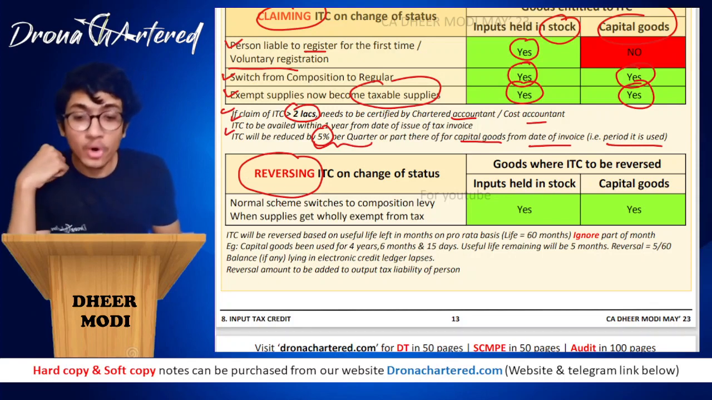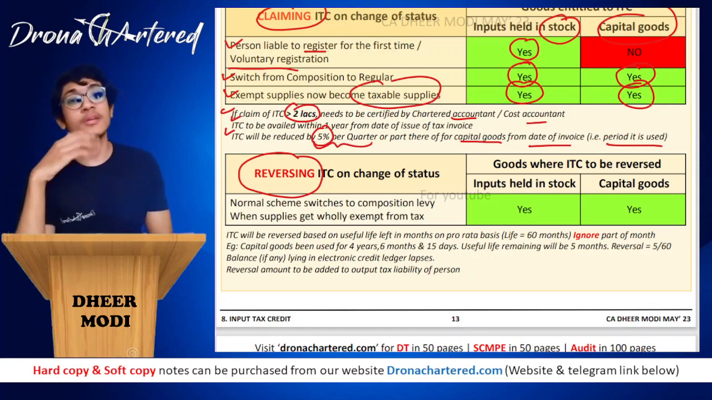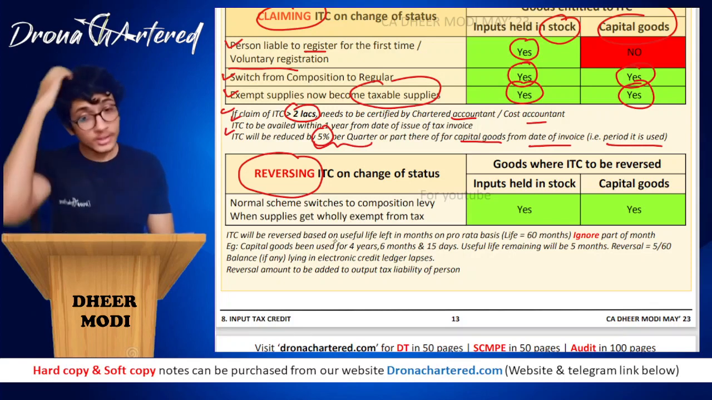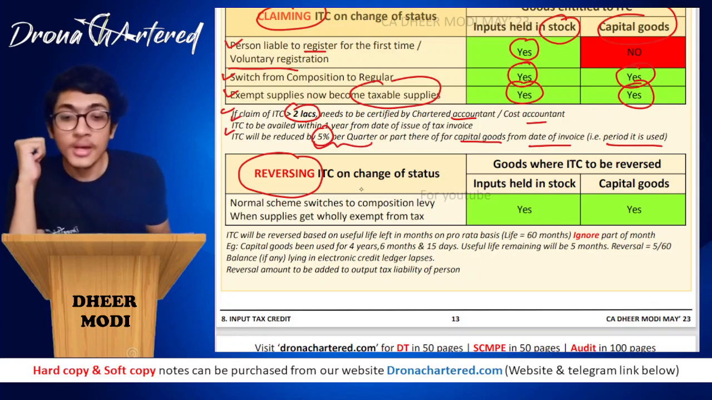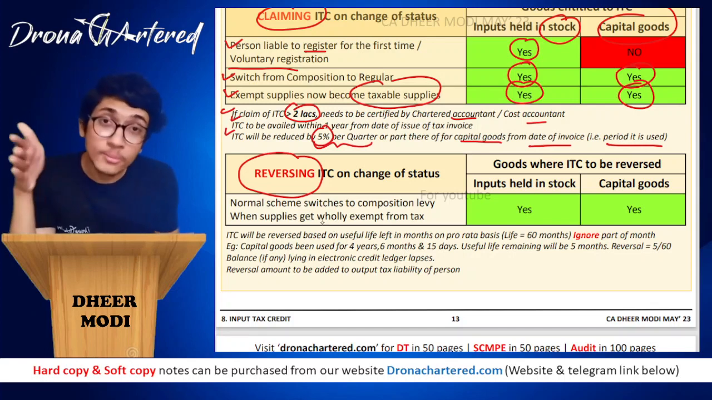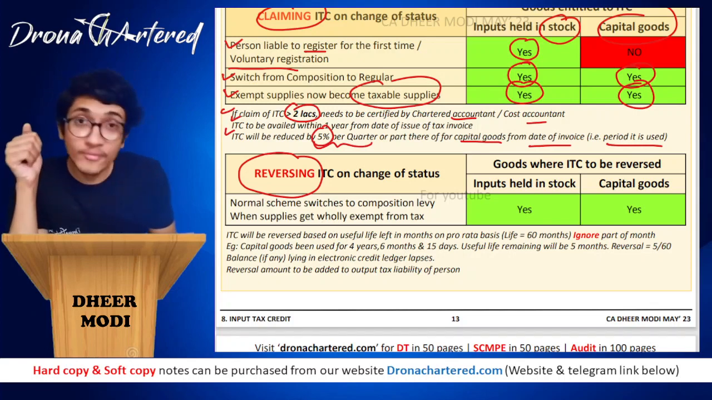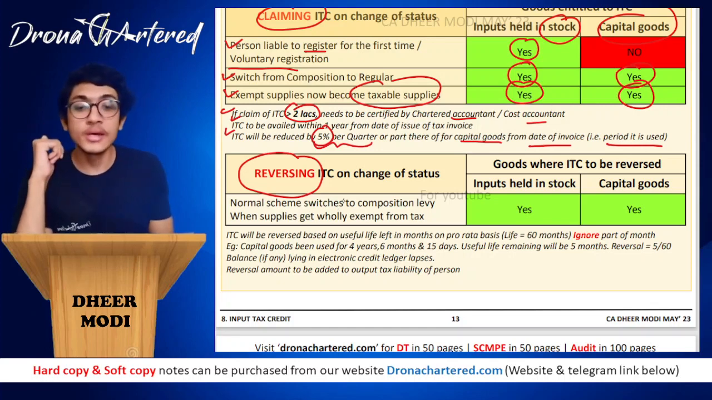So when a normal scheme switches to a composition levy, until now you were under the normal scheme. So we gave you the entire ITC, correct, since you were under the normal scheme. But now since you are switching from your normal scheme to your composition scheme, you will have to reverse the ITC that we had originally given you.